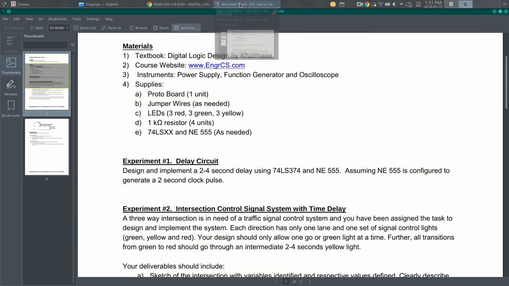Yeah, it's coming fast. All right, so you got experiment 1, the 2 to 4 second delay circuit. We're going to use that to do experiment 2, which is basically your traffic light with a yellow light with, guess what, a 2 to 4 second delay on the yellow light. Not a coincidence.